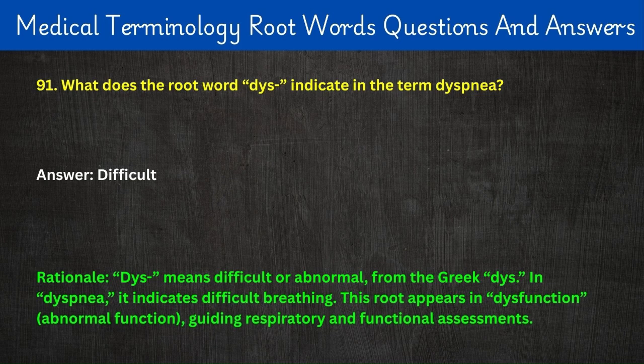91. What does the root word dis indicate in the term dyspnea? Answer: difficult. Rationale: Dis means difficult or abnormal, from the Greek dys. In dyspnea, it indicates difficult breathing. This root appears in dysfunction, abnormal function, guiding respiratory and functional assessments.